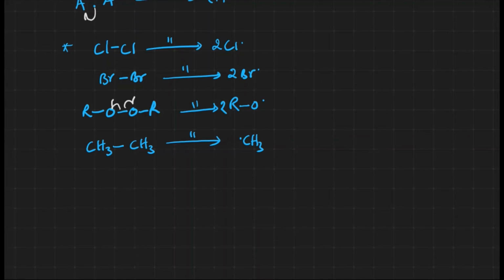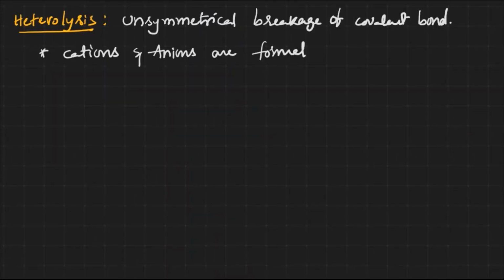These are about homolytic cleavage. And now let us see what is meant by heterolytic cleavage. It is opposite to homolysis. Unsymmetrical breakage, cleavage or fission of a covalent bond is known as heterolytic cleavage. During the heterolytic cleavage, what will be formed? Ions will be formed, that is, cations and anions.